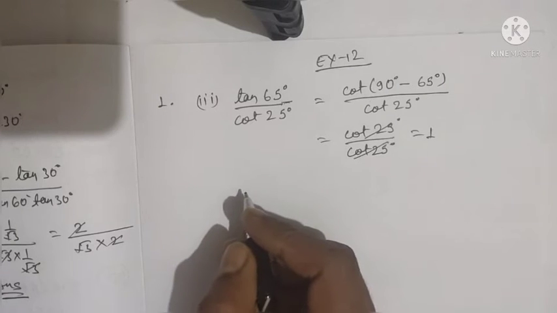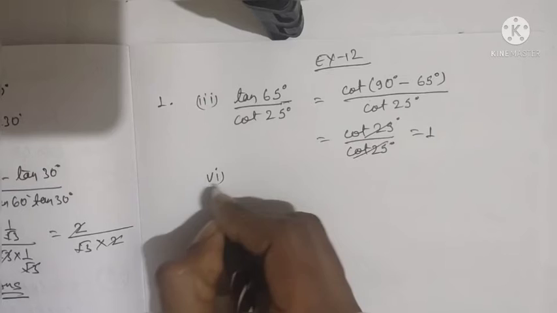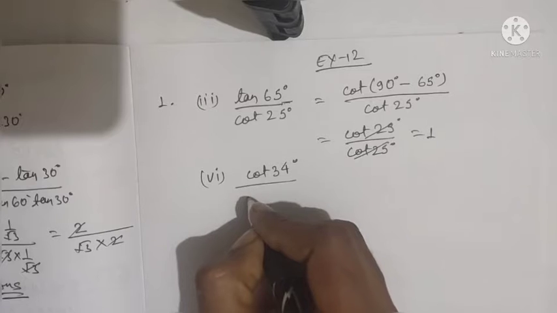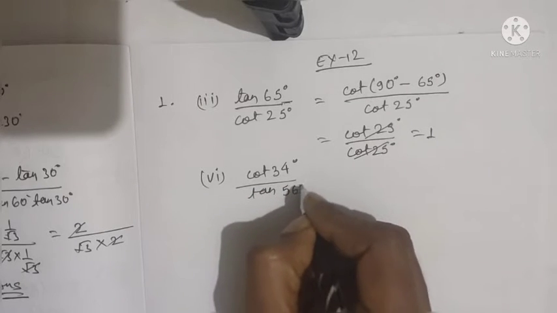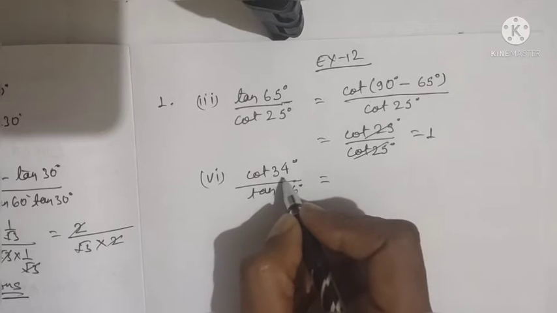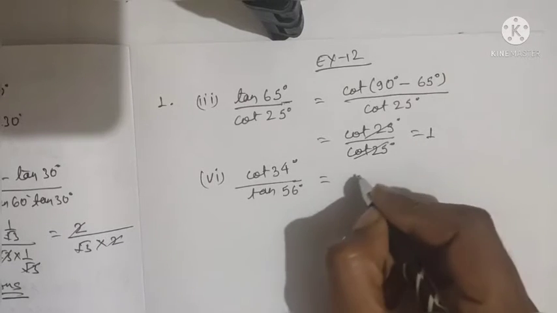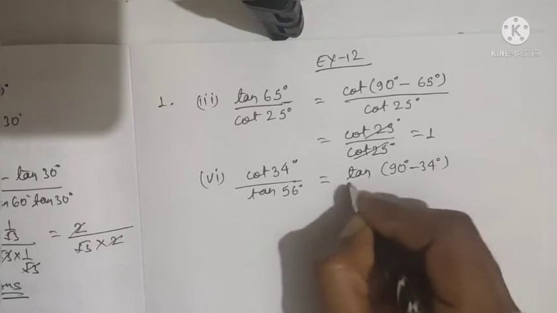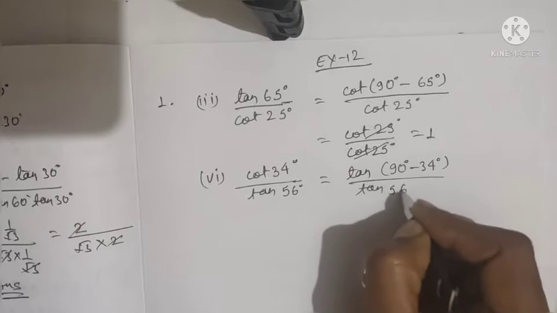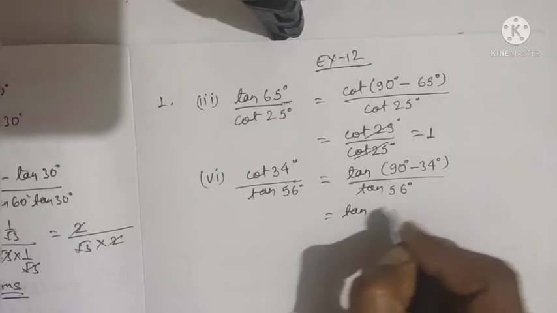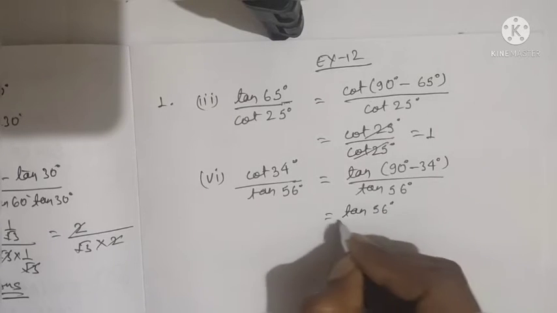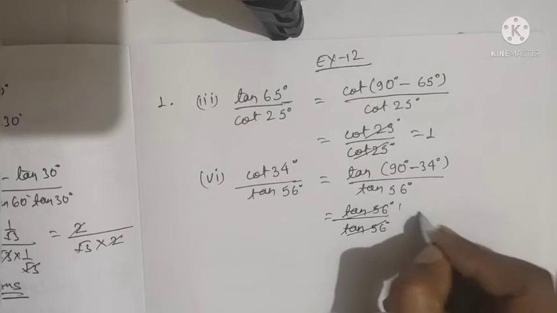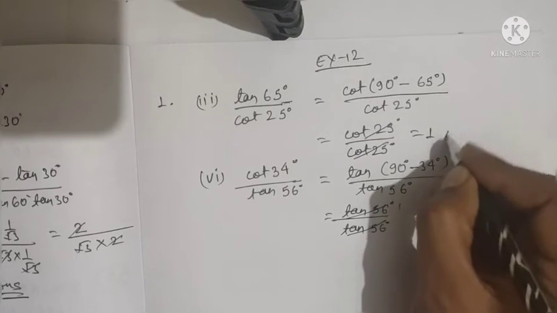Similarly, let us take one more question, that is question number 6. Question number 6 is cot 34 degree by tan 56 degree. Also, as we know that cot theta is equal to tan (90 minus theta), so it will be tan (90 degree minus 34 degree) by tan 56 degree, which is equal to tan 56 degree by tan 56 degree, which becomes 1. This is your answer.